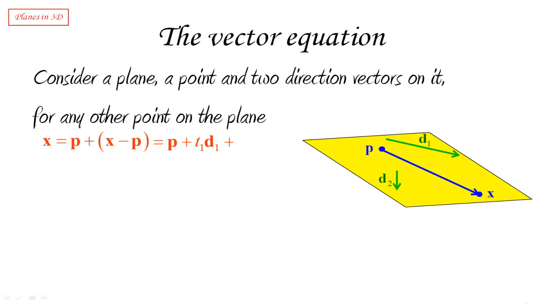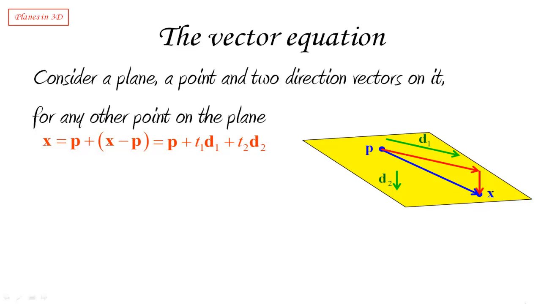But I can write any such vector from p to x as a linear combination of the two direction vectors. How do I do that? Well, all I have to do is start from p, go for a while along the direction of d1, using an appropriate multiple of d1 to get far enough, and then add a multiple of the second direction vector. This can always be done, and therefore my generic point on the plane can be written as an initial point p plus some multiple of the first direction vector plus another multiple of the other direction vector.